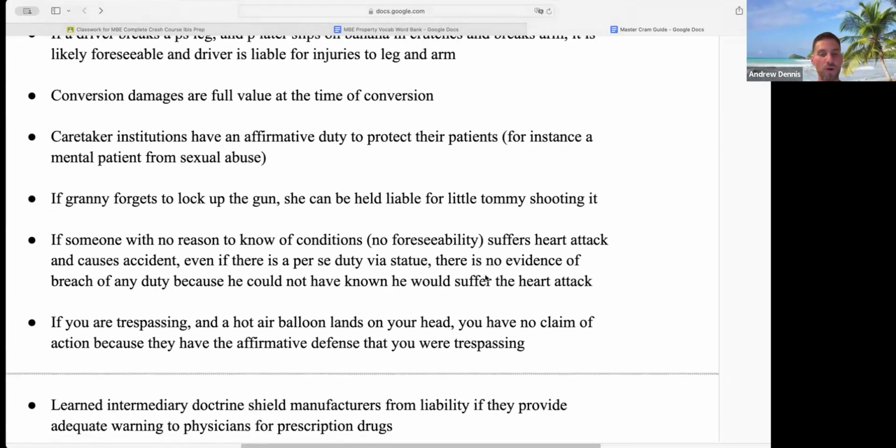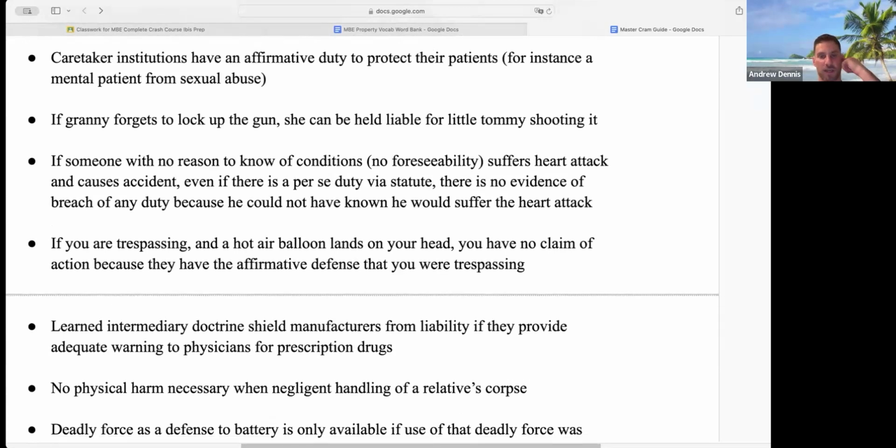If someone with no reason to know of conditions, no foreseeability, suffers a heart attack and causes the accident, this is what I talked about earlier, even if there's a per se duty via statute, there's no evidence of a breach of any duty because he would not have known he would suffer the heart attack.